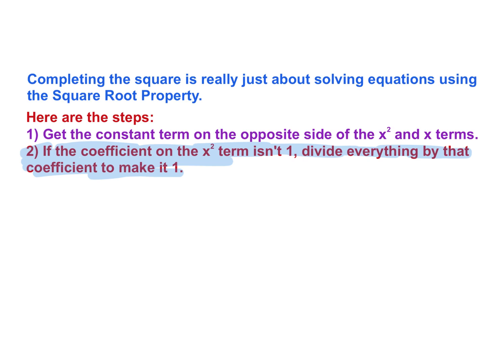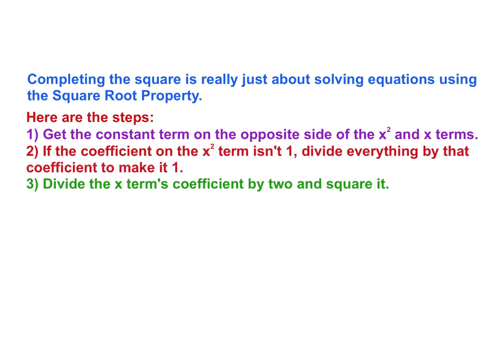Now we're going to do the part yesterday where we found c, where we took that middle term coefficient, divided by 2, and squared it. That's when we found c yesterday. That's what this is. Okay, that's what the third step is. Divide the x term's coefficient by 2 and square it. This is when we found c yesterday. Okay, that's what that step is.